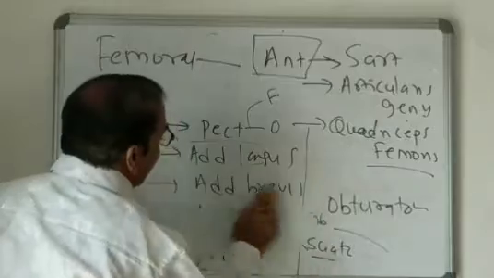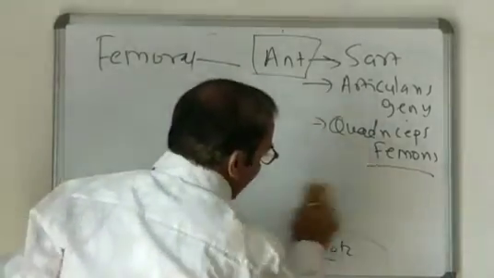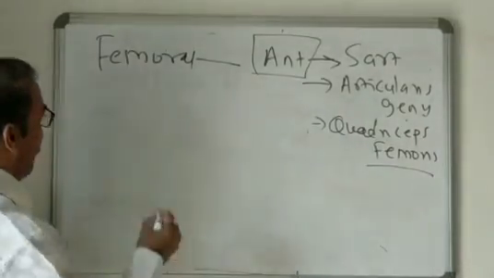Then the posterior compartment of the thigh. I said earlier that we have three important nerves in the lower extremity. The femoral is done, the obturator is done, so now the sciatic nerve remains.